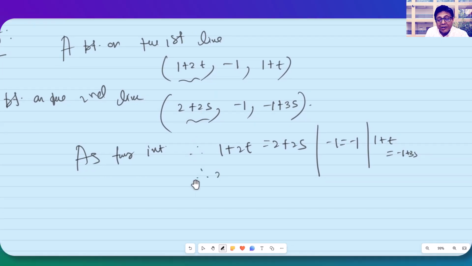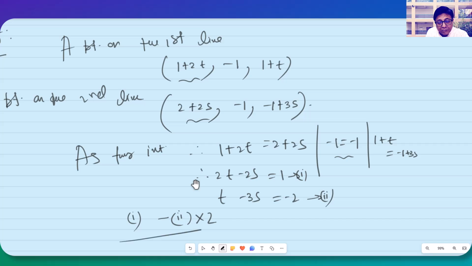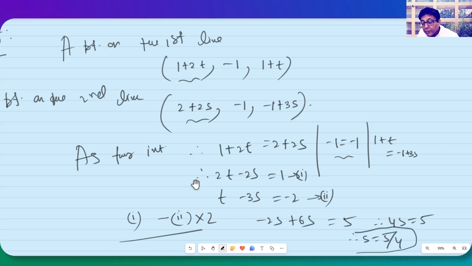So this is going to be 2t minus 2s equal to 1. Here nothing to compare, and here t minus 3s equal to minus 2. Let us solve. You just multiply the second by 2 and then subtract. Then 2t and 2t get cancelled. Minus 2s plus 6s equal to 1 plus 4, 5. So 4s equal to 5. S is going to be 5 by 4.